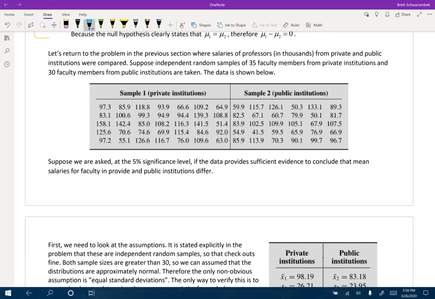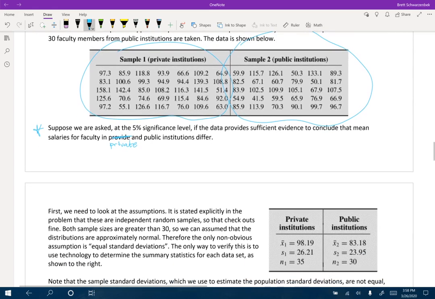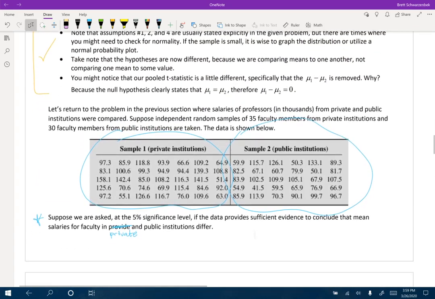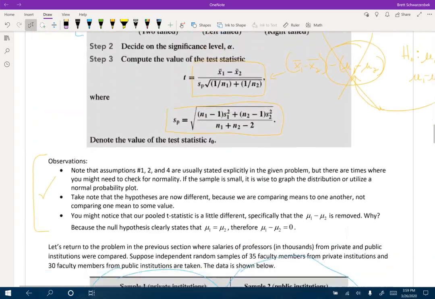Okay, so we're given data. We have sample 1, which is private institutions, and sample 2, which is public institutions. It says, suppose we are asked at the 5% significance level if the data provides sufficient evidence to conclude that the mean salaries for faculty in private and public institutions differ. The key is that we have to run a test called a pooled t-test. Now, worth noting, we don't know right now that the two standard deviations are the same because we don't have any values.